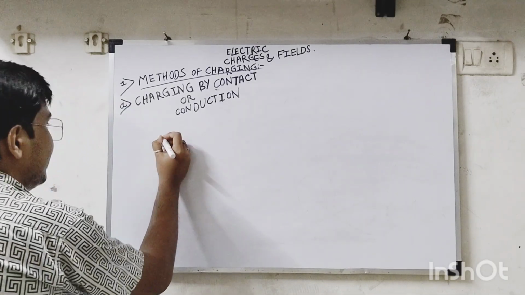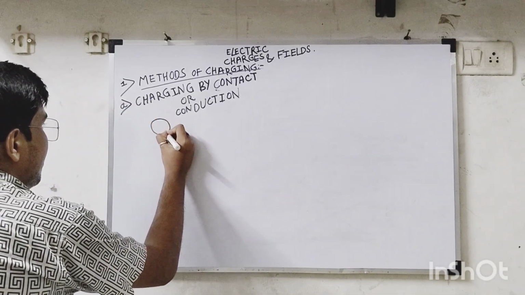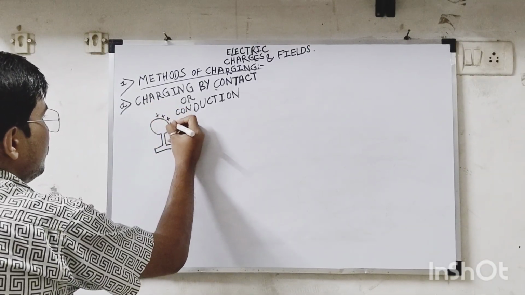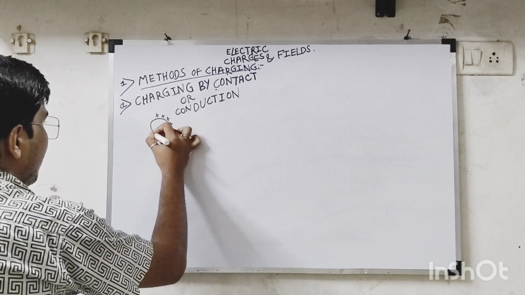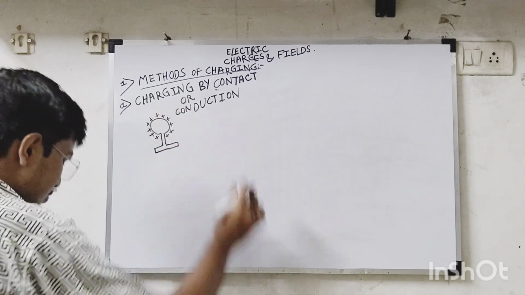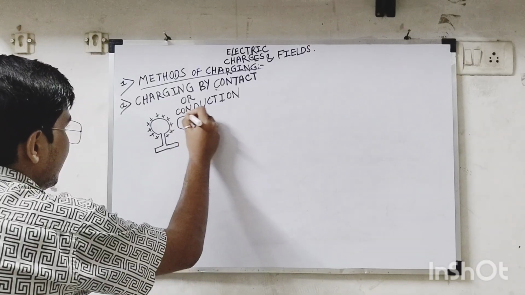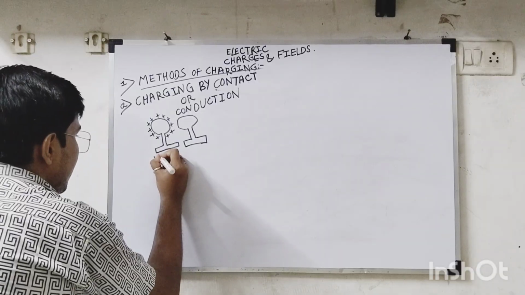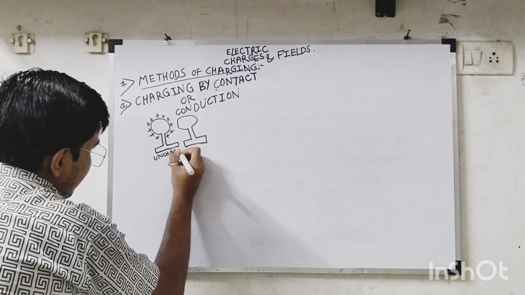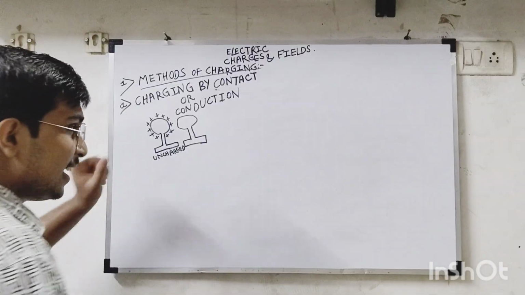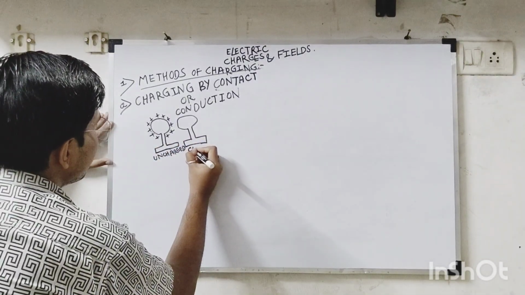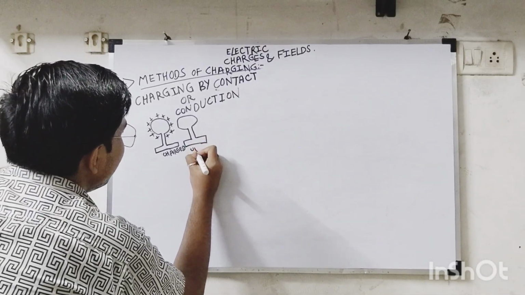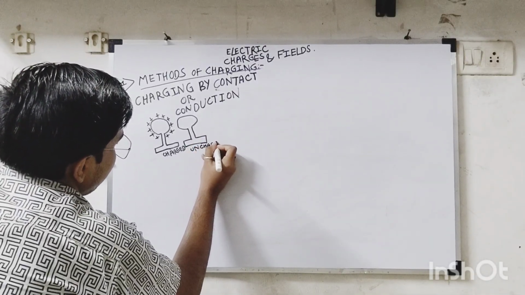See the diagram properly. This is a charged body, and these are all positive charges. This one is an uncharged body. I will write it down for your help. This one is uncharged, and this one is charged. Sorry, I mistook it. Uncharged one.